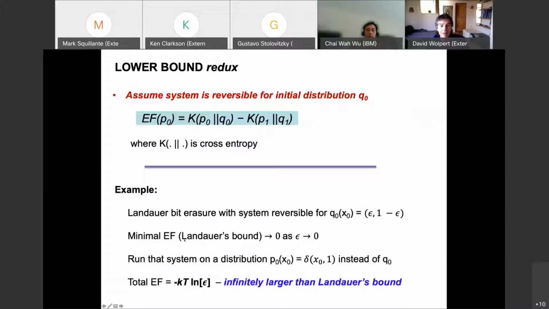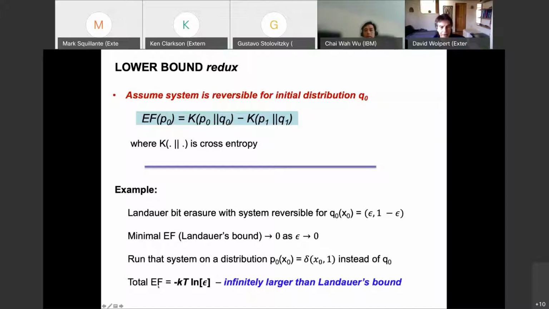So the minimal entropy flow, Landauer's bound. In other words, if you have zero entropy production for this thing, it goes to zero as epsilon goes to zero, as you become more and more sure what your initial distribution is. Now, though, let's say we happen to be using this bit eraser in a different environment, where it's actually being used with an initial distribution that's a delta function about 1, rather than this Q0.